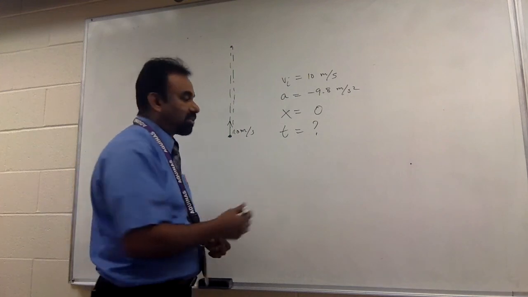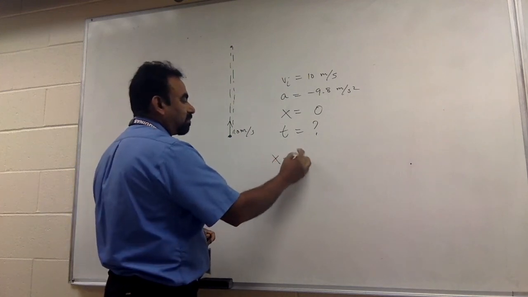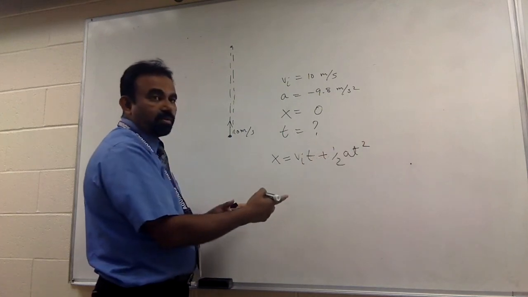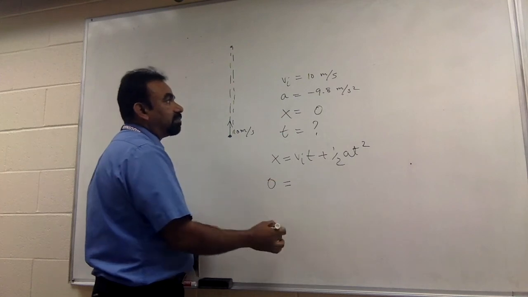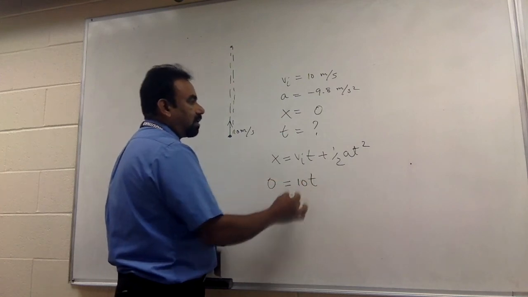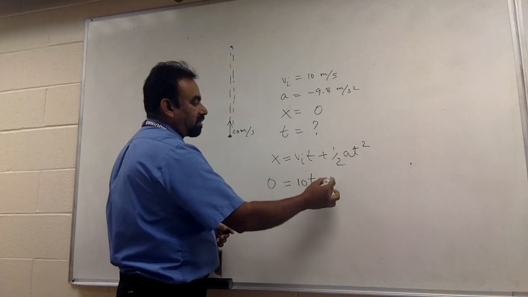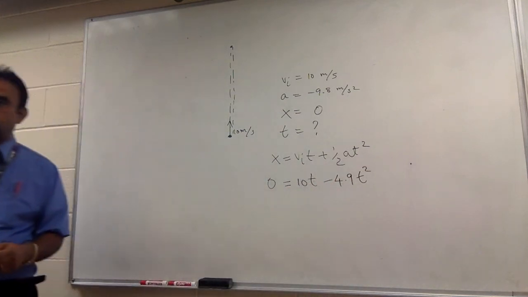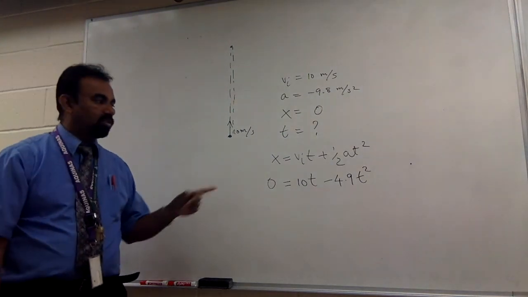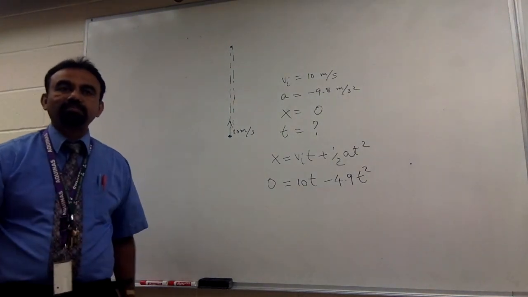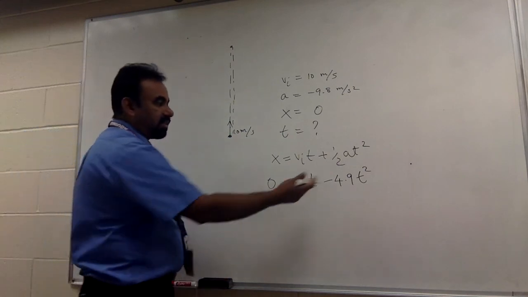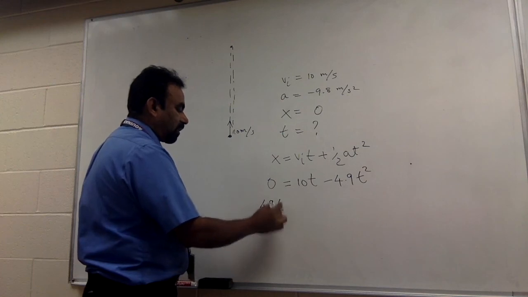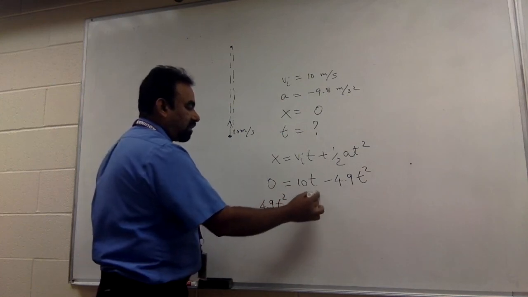Okay, so what equation will you use here? Something that doesn't have final velocity. x is equal to vi t plus half a t squared. Substitute now. 0 equals 10t plus half a, which is negative 4.9, t squared. Once you have that equation, what do you do from there? You add 4.9 t squared to both sides. So 4.9 t squared is equal to 10t.